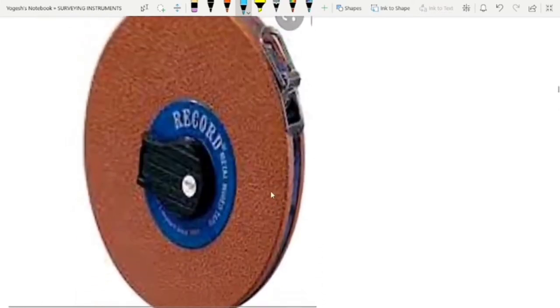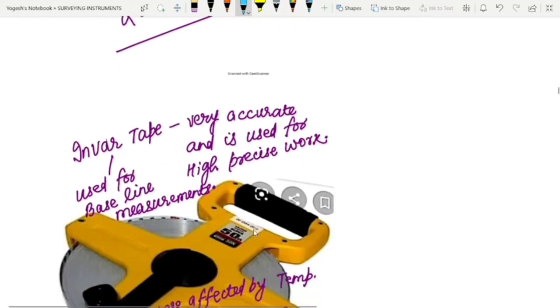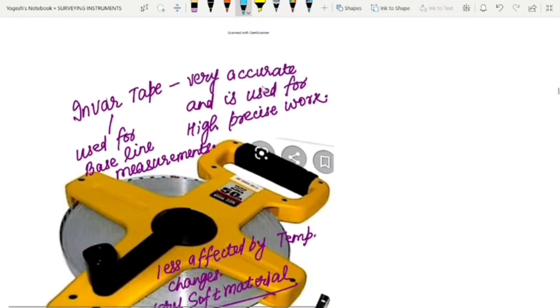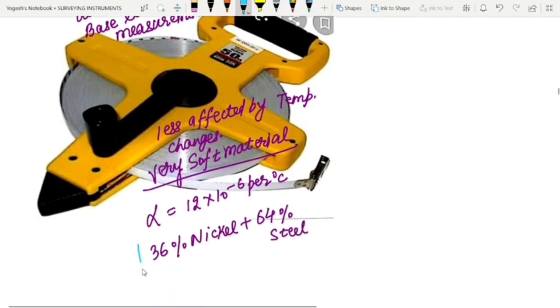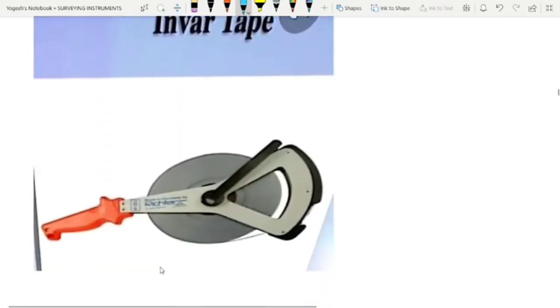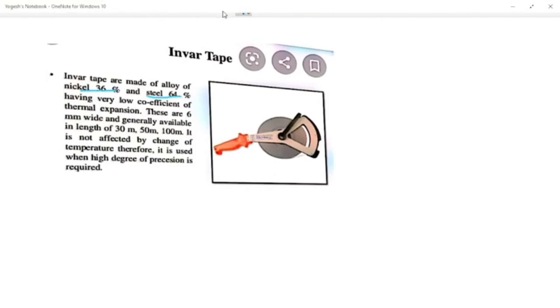This is the metallic tape. This is the steel tape having a coefficient of thermal expansion of 3.5 into 10 to the power minus 6 per degree centigrade. This is the invar tape, a very accurate instrument used for high precision work. These are used for baseline measurements in the case of triangulation survey. These are less affected by temperature. Alpha is in the range of steel, that is 12 into 10 to the power minus 6 per degree centigrade. Invar tapes are made of an alloy of nickel 36% and steel 64%.